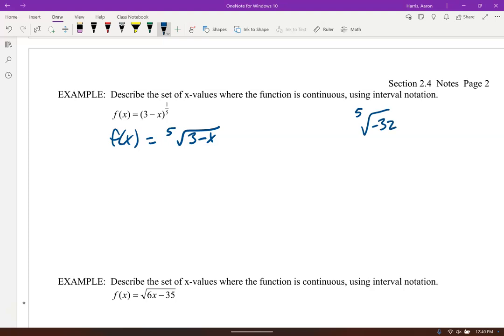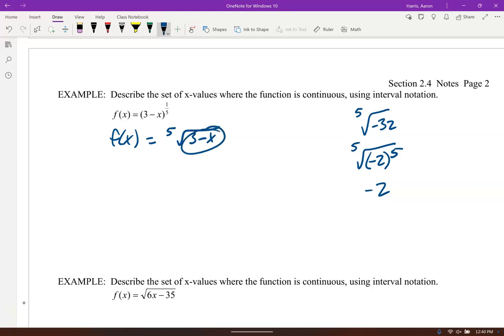Well, can you take a fifth root of a negative number? Yeah, you could do that. That's okay. You can take an odd root. Remember, negative 2 to the fifth is negative 32. Negative 2 times negative 2 times negative 2 times negative 2 times negative 2. So the fifth root of negative 32 is negative 2. So yeah, you can take an odd root of a negative number.